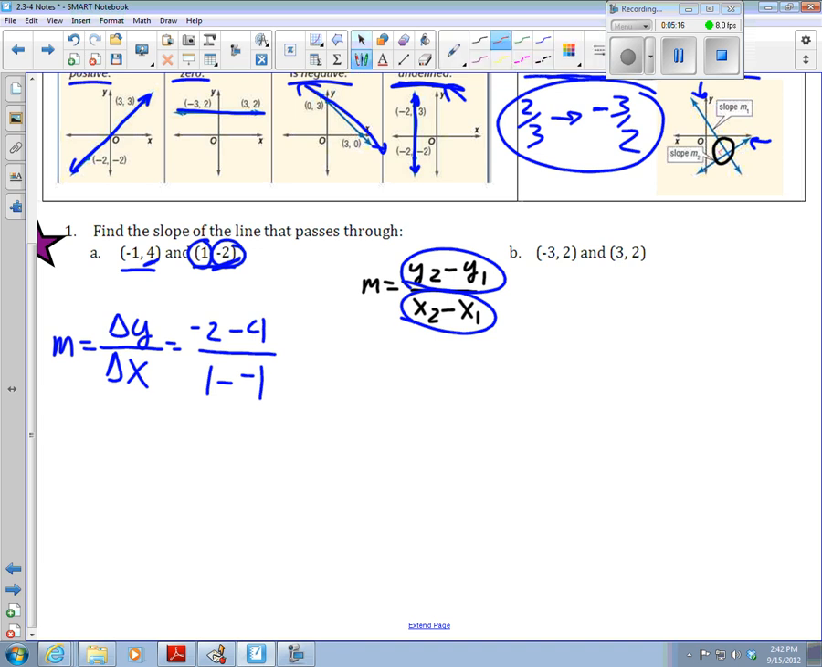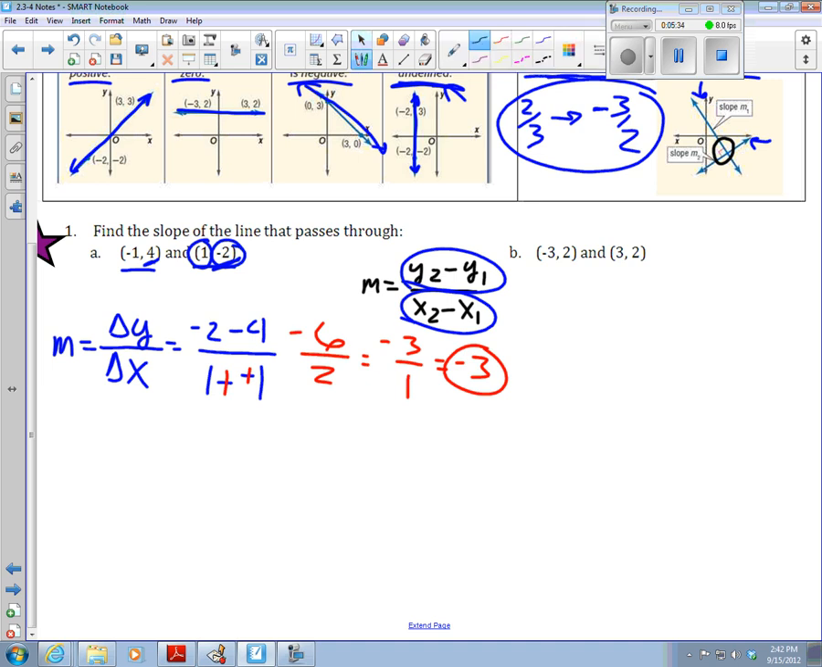-2 minus 4 is -6. And 1 minus a -1, well, that's plus a positive. That's going to give me 2. So you could write your slope, if you reduce it, as -3 over 1, but -3 is fine.